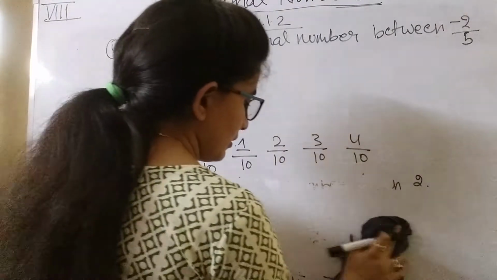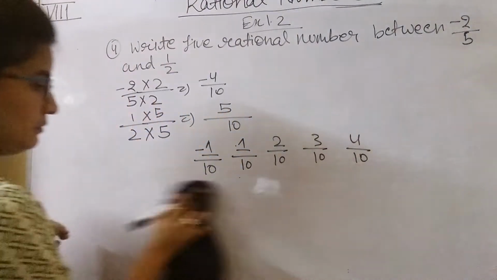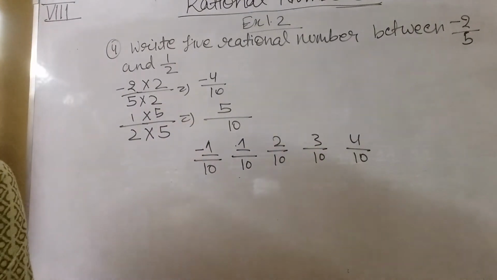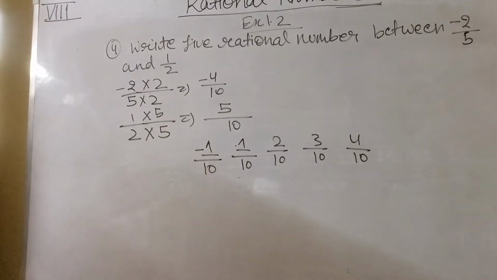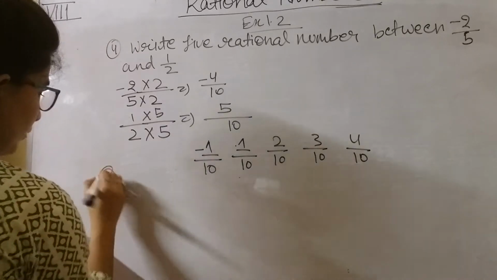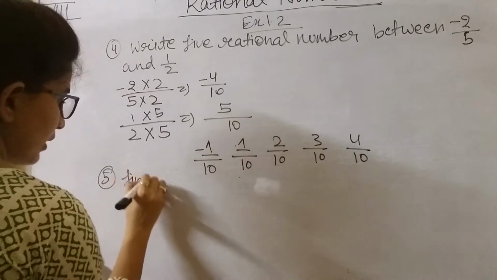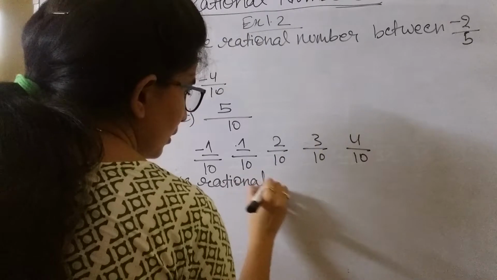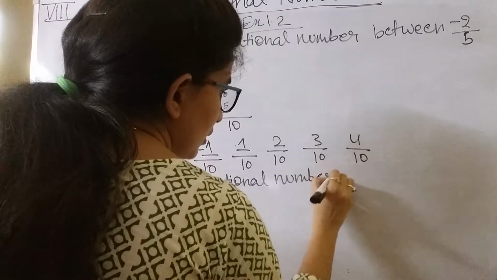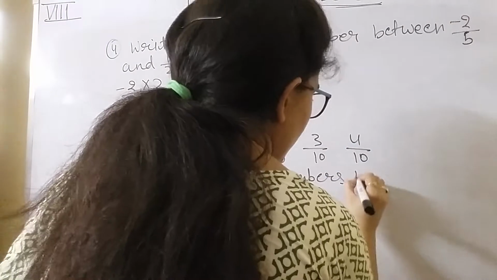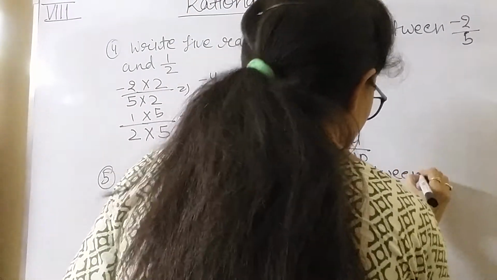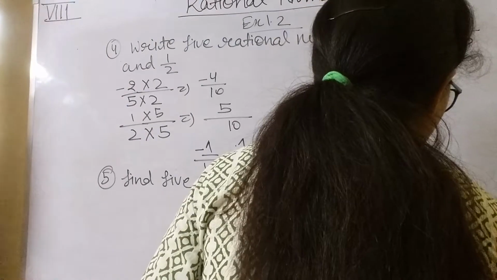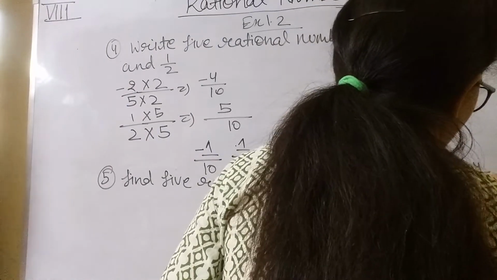Now the next question is question number 5. Find 5 rational numbers between 2 by 3 and 4 by 5.